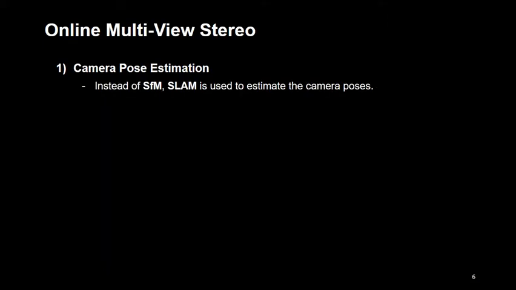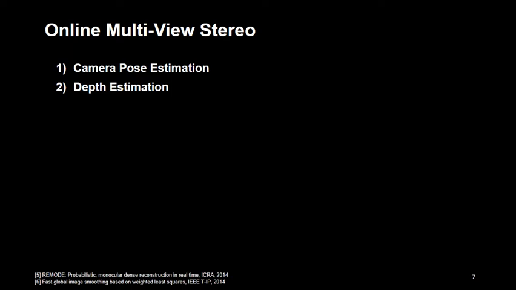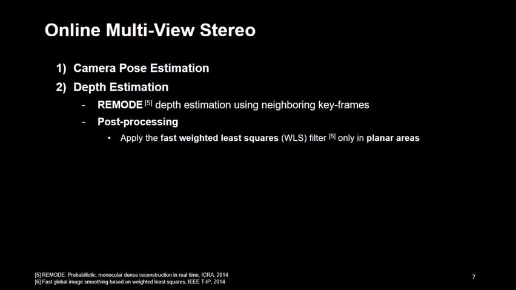Let's talk about online multiview stereo. Instead of structure from motion in the conventional multiview stereo method, we use a SLAM method to estimate the camera pose. In this study, we employed ORB-SLAM. When a new keyframe is extracted, we estimate the depth map of the keyframe. We employ the REMODE method to estimate the depth map.